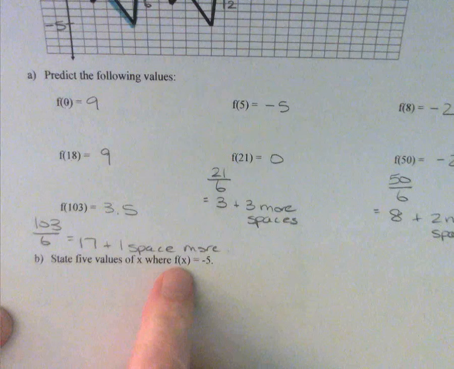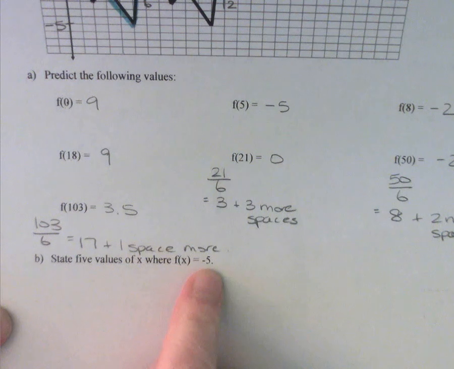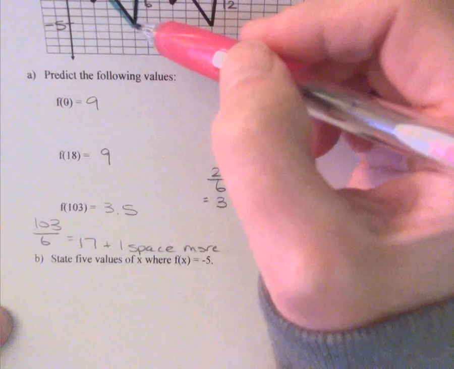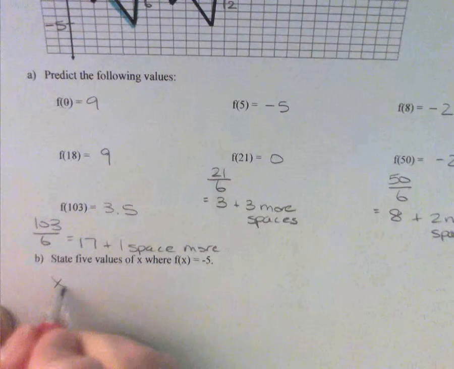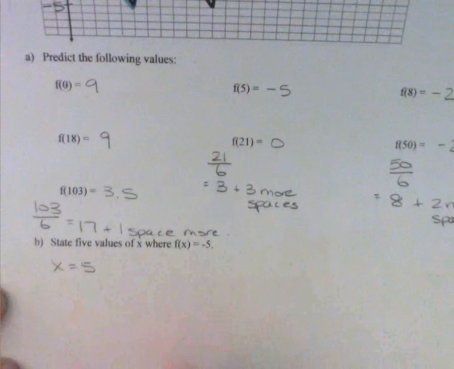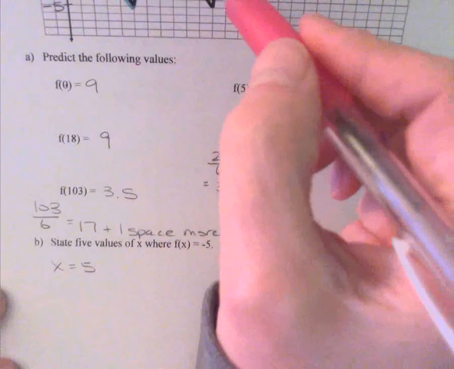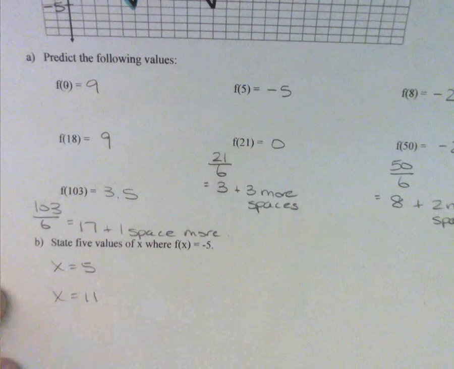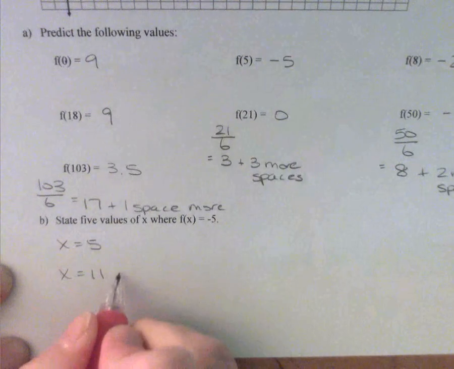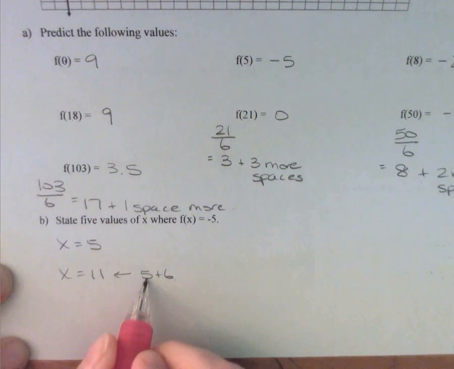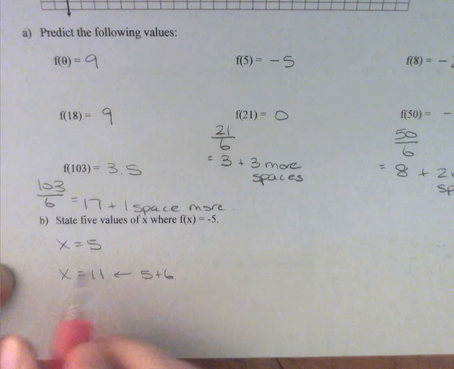Last one. So f of x is equal to -5. So that means y is equal to -5. The first time that occurs is when x is equal to 5. To get the next one, well, I look over here. When does that occur again? It occurs when x is equal to 11. Well, how did I get this? This is 5 plus 6. That's where I started from, and the period is 6 spaces away.